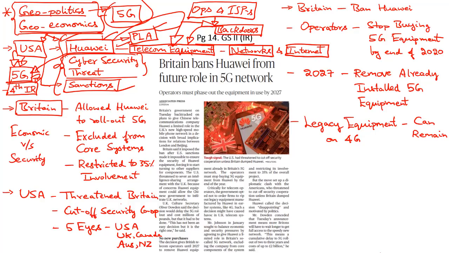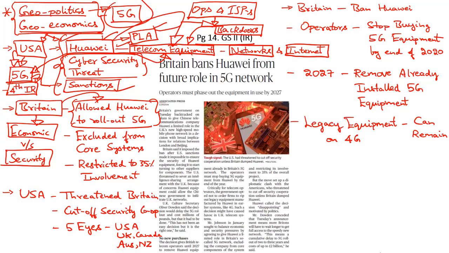But such a sudden boycott of Huawei's equipment is not possible for any country because, as we discussed, its equipment forms the backbone of most countries' telecom and internet infrastructure, and hence these countries need to balance their economic concerns against the security concerns. So in January this year, the British government allowed Huawei to roll out 5G technology, but in the interest of cybersecurity, it excluded core systems, which include government and defense networks, and it restricted the involvement of Huawei to just 35% of the overall project. So this was basically an attempt by Britain to balance the economic considerations against the security concerns.